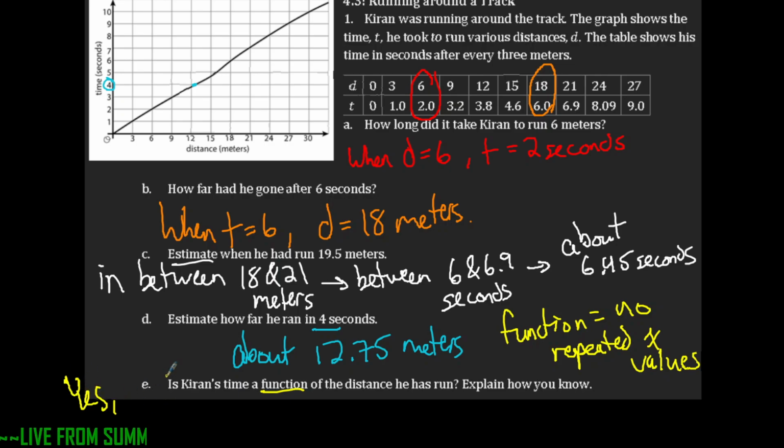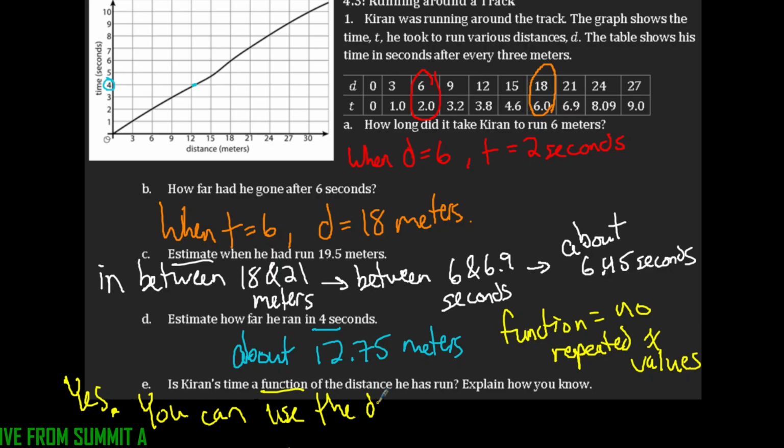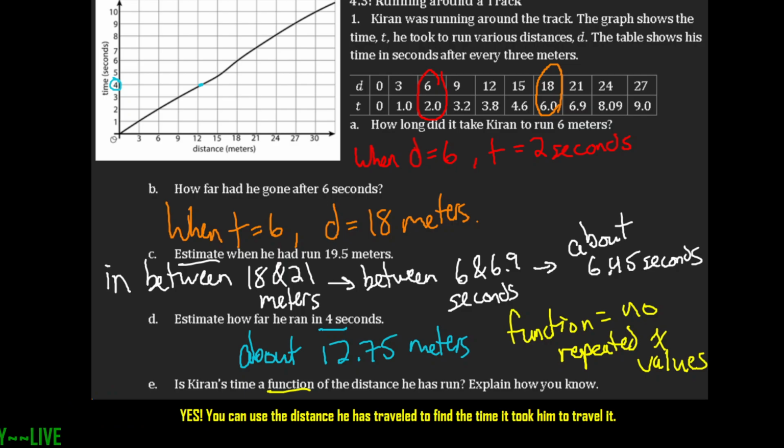We could say yes. And let's say you can use the distance. Let's actually type this out. All right, so we're just going to say at the bottom part, yes, you can use the distance he has traveled to find the time it took him to travel it. So each of those distances has its own time. That means no repeated x values. That means this is a function.